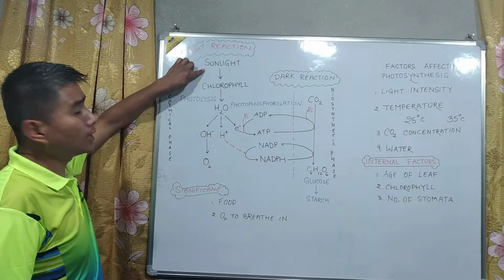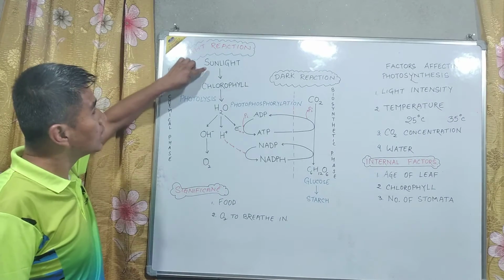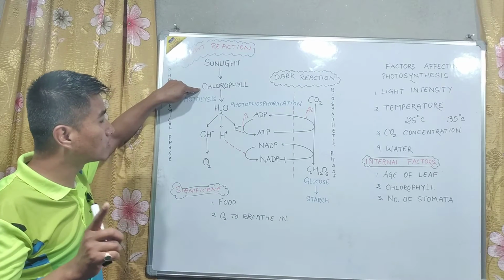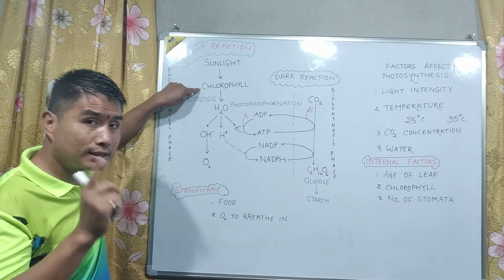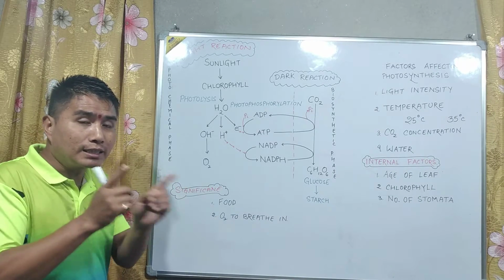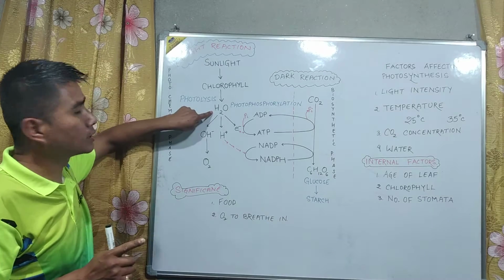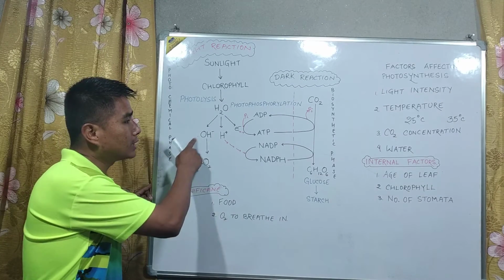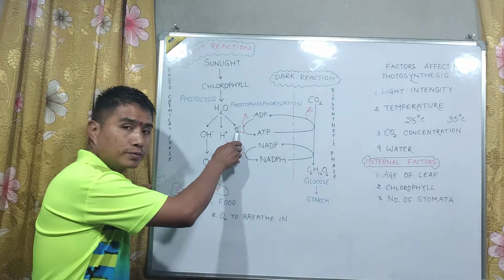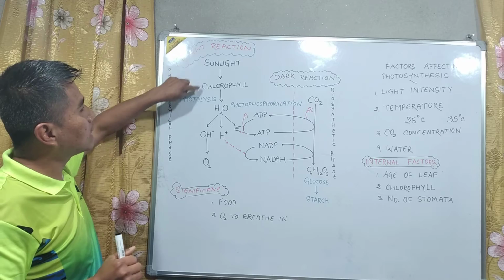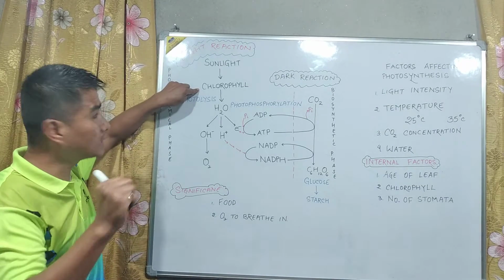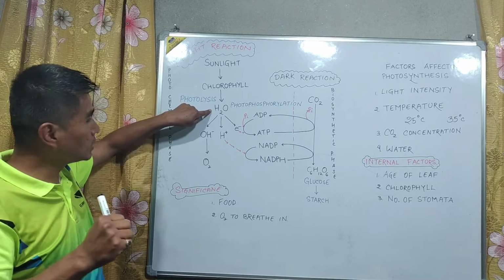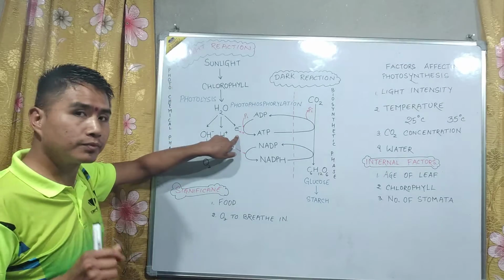See here, sunlight is there. Just focus upon this. Sunlight is absorbed by chlorophyll. The chlorophyll molecule now gets excited, activated. That excited chlorophyll molecule now splits the water molecule into hydroxyl ion, hydrogen ion, and an electron. Sunlight is absorbed by chlorophyll, the chlorophyll molecule gets excited, and then that excited chlorophyll molecule splits water into hydroxyl ion, hydrogen, and electron.